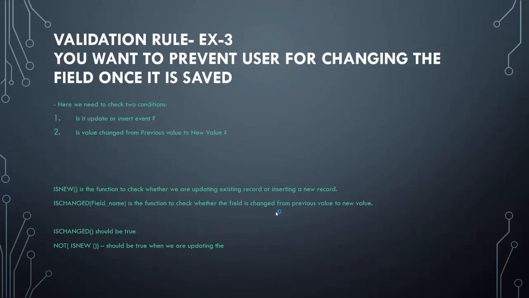Scenario 3: you want to prevent the user from changing the field once it is saved. So basically, we have to check two conditions in this scenario. We have to verify whether the event is insert or update, and whether the value has changed from the previous value to the new value. So in Salesforce, we have the IsNew function.